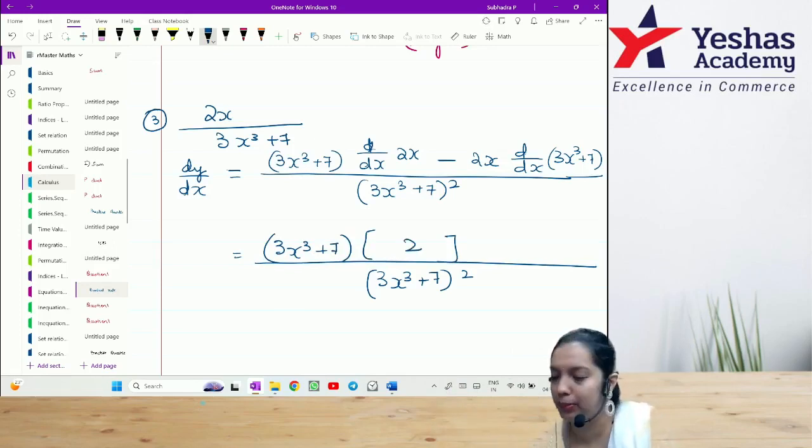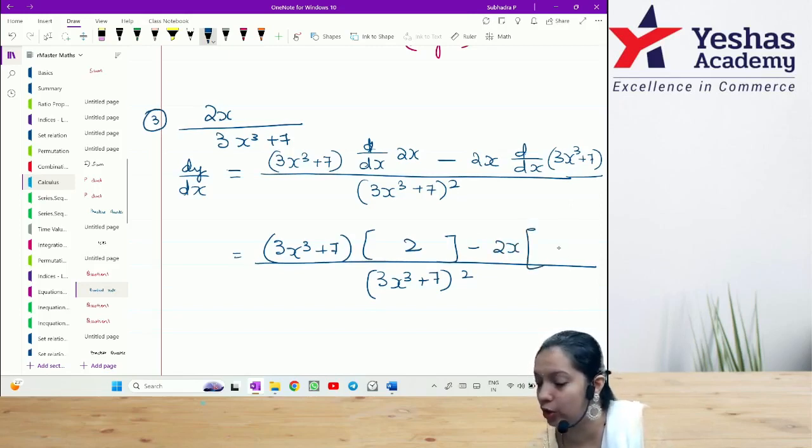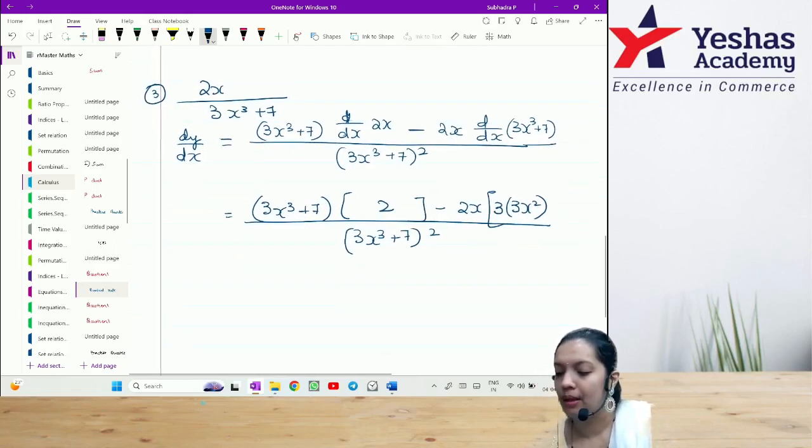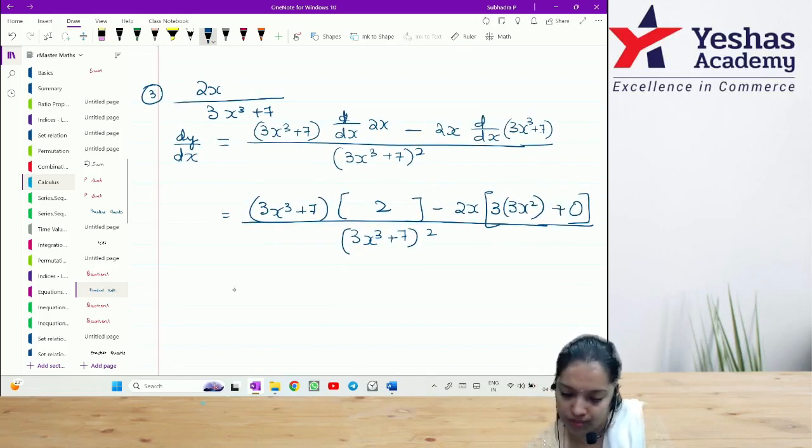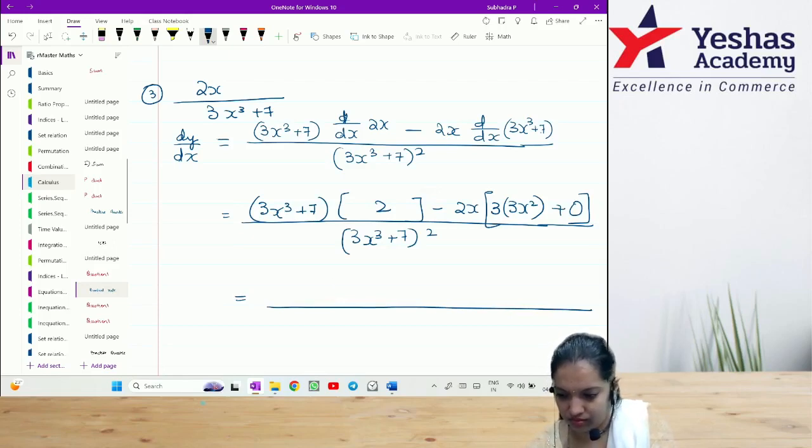So this answer will be 2 minus 2x into what is the derivative of 3x cube? 3 into derivative of x cube, 3x square. What is the derivative of 7? 0. What is common? Number 2 is common. You can take 2 outside if you want.